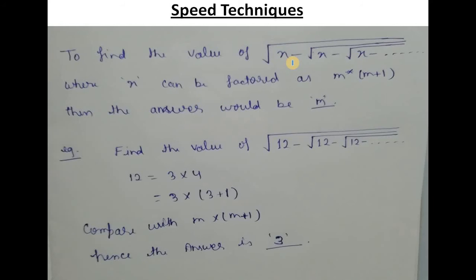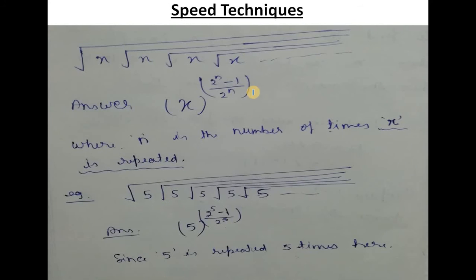And here again, if x can be written as the product of two numbers where the two numbers have some relation, that is m and m plus 1, this relation they maintain. If they maintain this relation, in that case the answer would be m. If it is addition, then the answer would be m plus 1. If it is subtraction, then the answer would be m. So again, for example, if you replace x by 12, then the answer would be m, that is nothing but 3. This is very important.